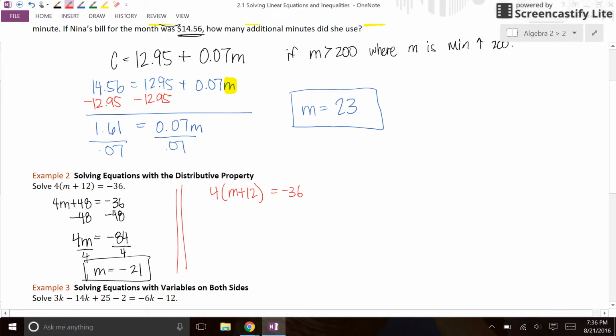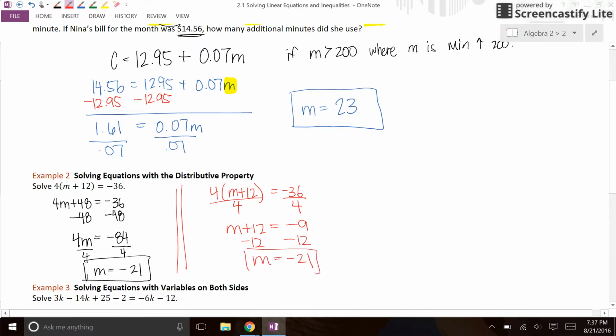You could have said, all right, I'm going to divide that 4 over because that's a constant and the 36 is a constant. Why not get them together? The 4 is multiplying, so the opposite is dividing. So I could divide by 4, and get m plus 12 equals, now that's negative 9. And then I'd be like, oh, look, I got the m almost by himself. I'm going to subtract 12 from both sides. And I get m is negative 21.